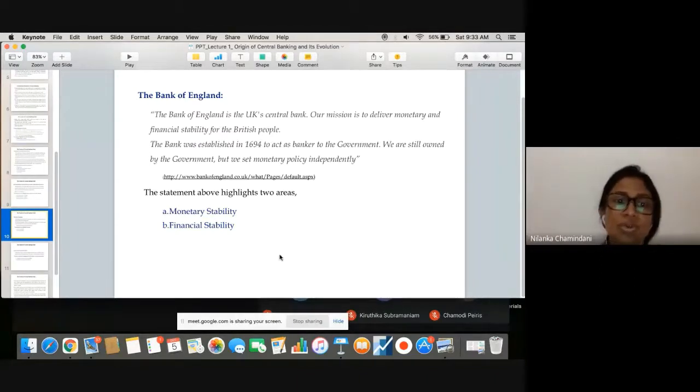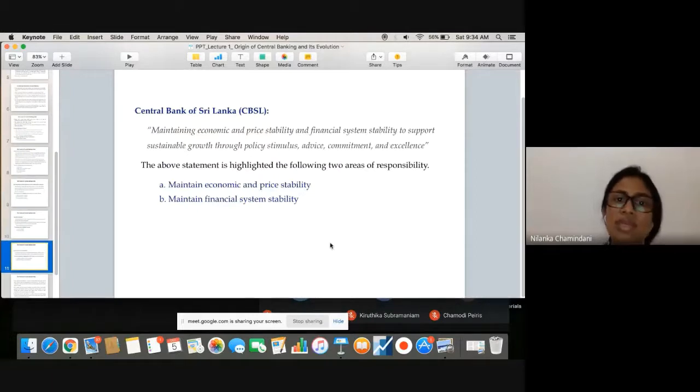Okay. So accordingly, now we can understand there were two policy focuses: monetary stability and financial stability. The Central Bank of Sri Lanka, in our case, right? Maintaining economic and price stability and financial stability to support sustainable growth through policy stimulus, advice, commitment, and excellence. This is our mission statement.